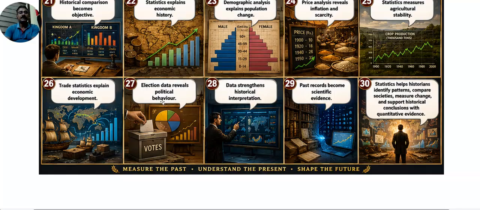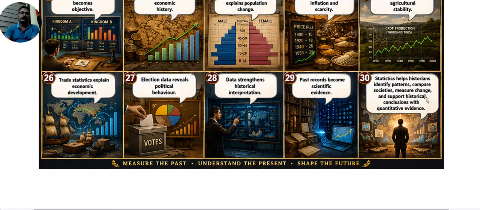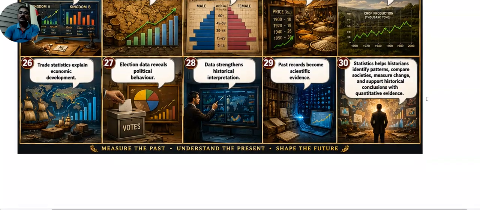Similarly, election data reveals political behavior. Data strengthens historical interpretation. Past records become scientific evidence to support the historical perspective. Statistics helps historians identify patterns, compare societies, measure change, and support historical conclusions with quantitative evidence. So these are more or less the total study material for this lecture.